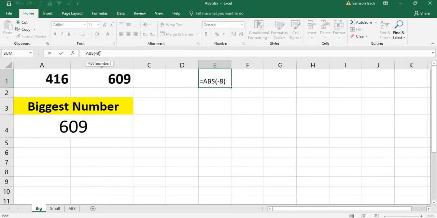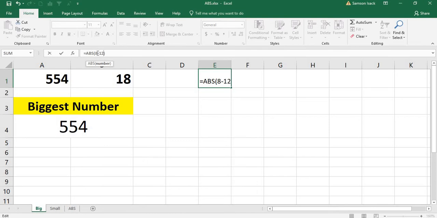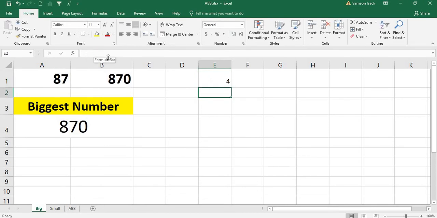Absolute of 8 is also 8. And absolute of 8 minus 12 is minus 4, but it is giving 4. Okay, this is the absolute function.